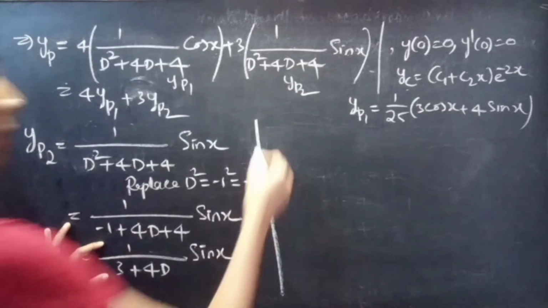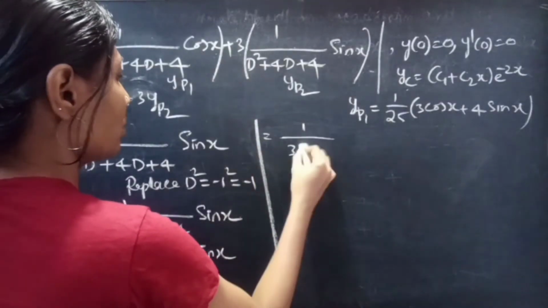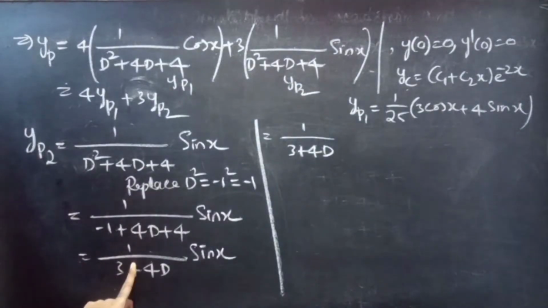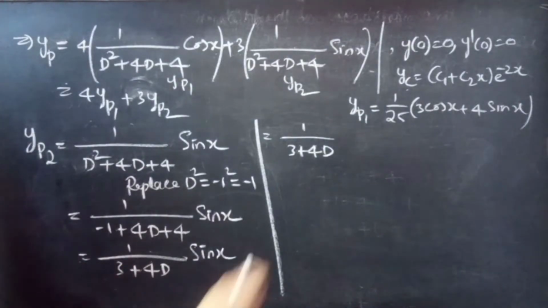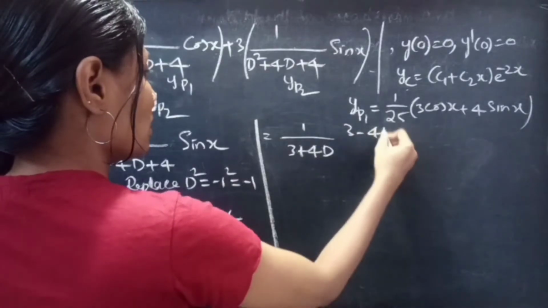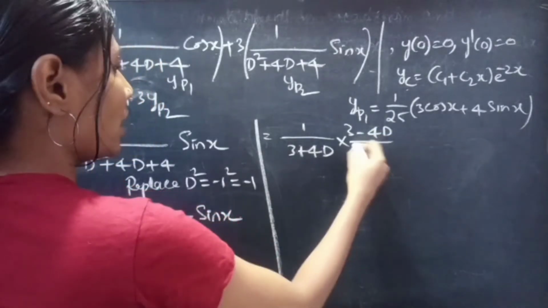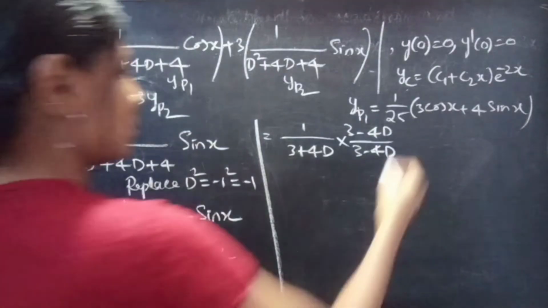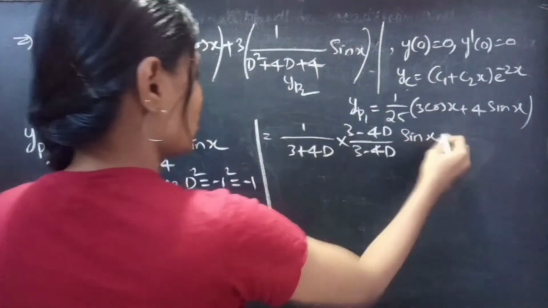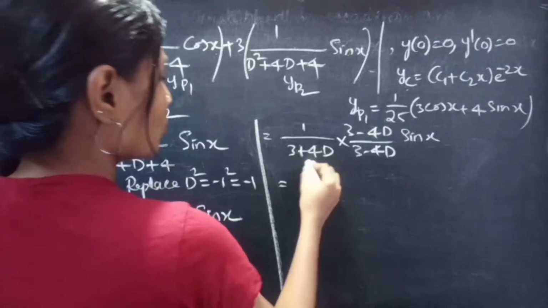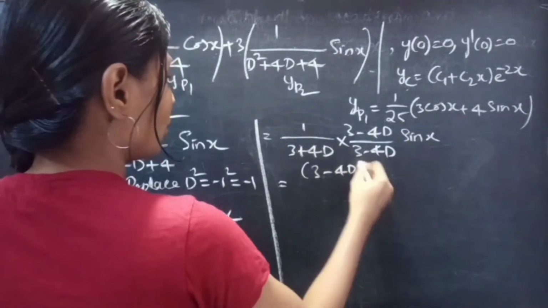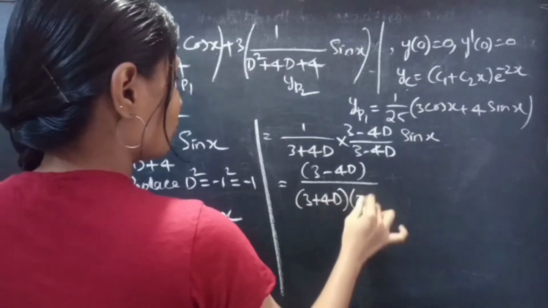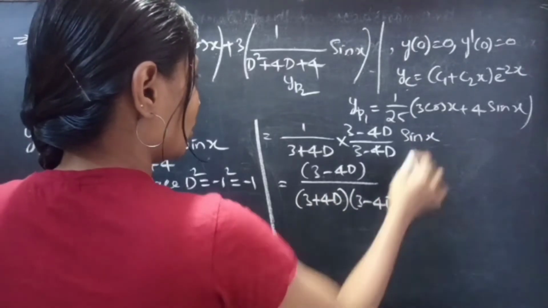Now we can write this as 1 by 3 plus 4D. In the denominator of the fraction you're having 3 plus 4D, right? Change this plus to minus, then we'll get 3 minus 4D. Now multiply and divide this fraction with 3 minus 4D into sin x. This becomes 1 into 3 minus 4D, which is 3 minus 4D, by 3 plus 4D into 3 minus 4D into sin x.